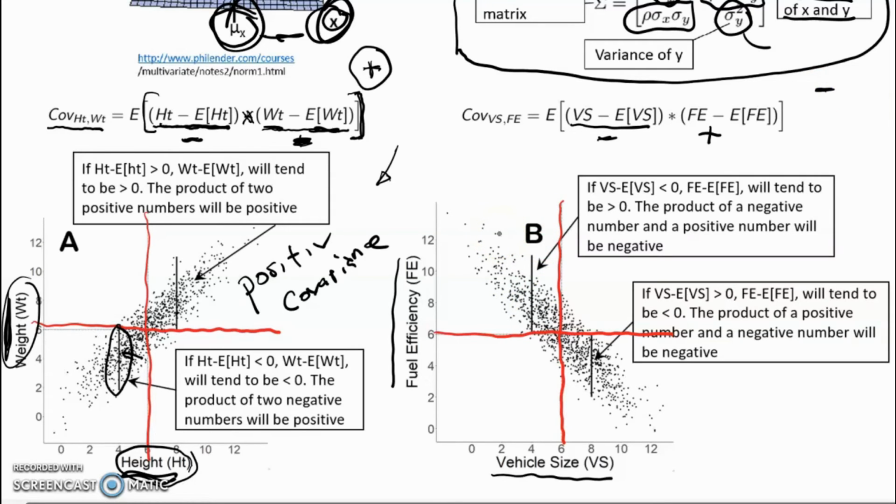Now let's think about these guys down here. In terms of their vehicle size, you take the vehicle size minus the expected value, you're going to get a positive. But we take the fuel efficiency minus the expected value of fuel efficiency, you're going to tend to get a negative number. Multiply positive by negative, you get a negative. So this example is one of negative covariance. So these are all simulated data.